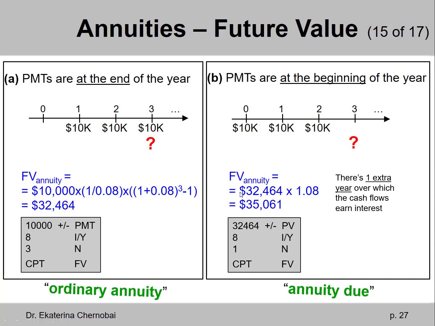So the first payment is due immediately. And in the calculations you see here, the way we adjust for the beginning of the year is we take the regular annuity future value formula and multiply it by 1 plus the interest rate, right? So we are adding 1 more year's worth of interest to every single cash flow.